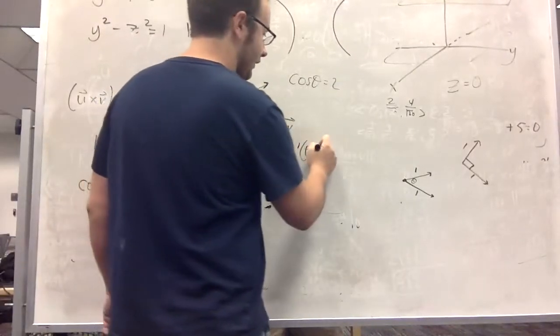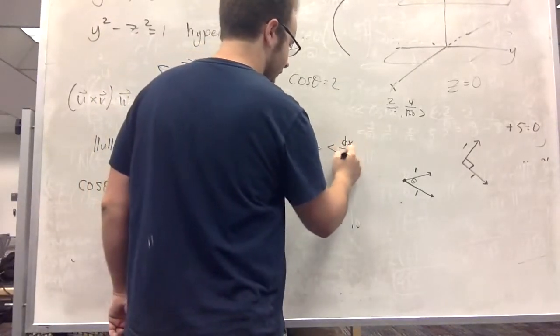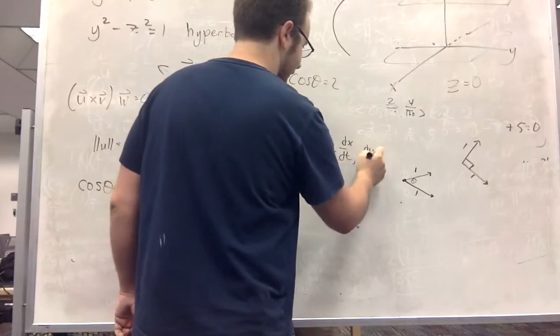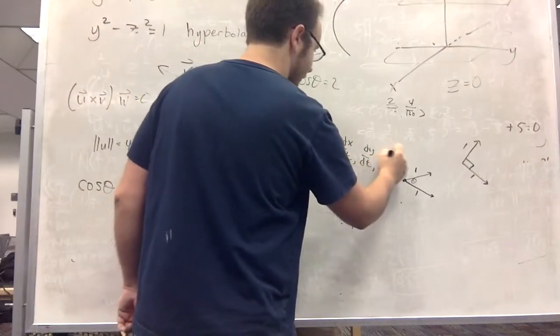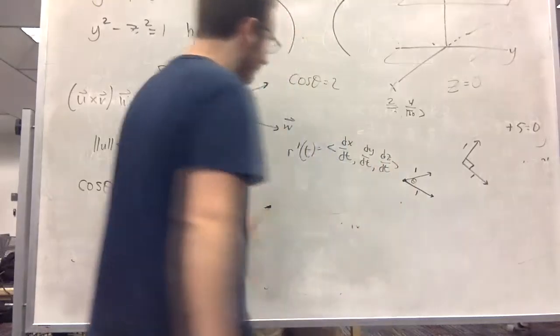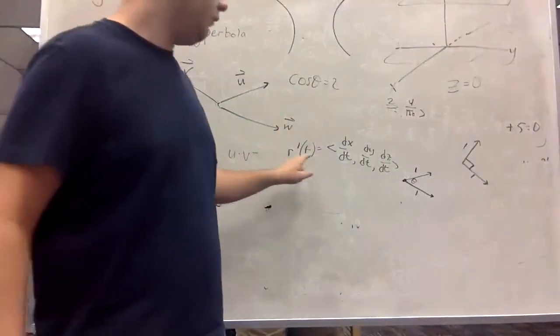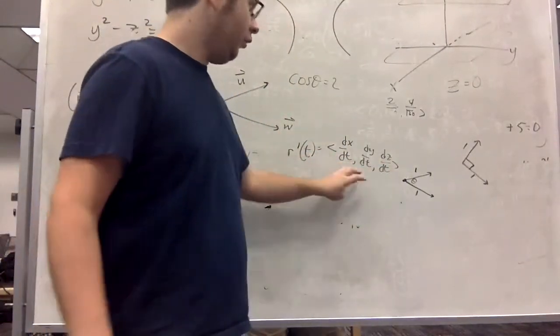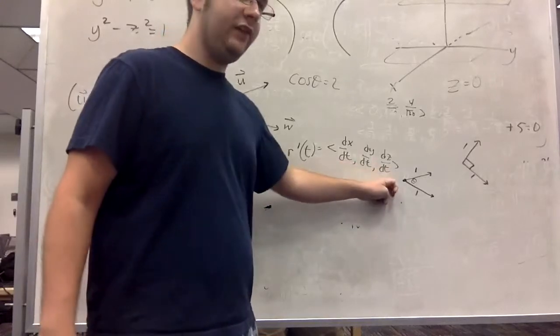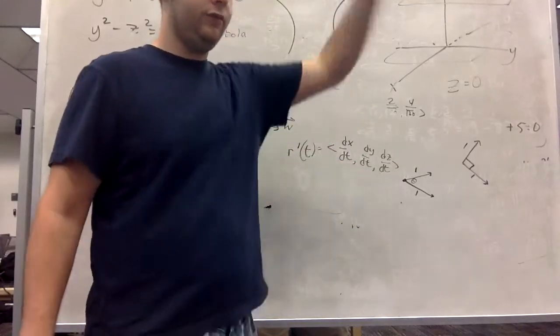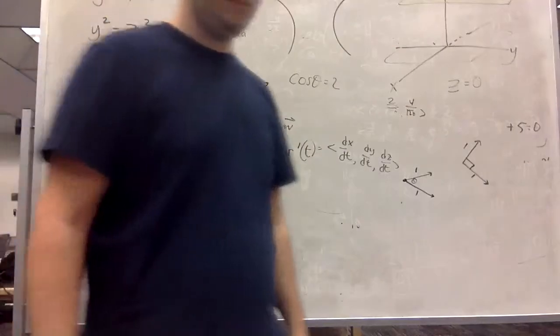So what would r prime of t be? That would be dx/dt, dy/dt, dz/dt. Excellent point. Yes, you're exactly right. So if r of t is x, y, z, then r prime would be dx/dt, dy/dt, dz/dt. What's the magnitude of this vector? Square each of these, add them up, and do what? Square root. Cool. Good point.